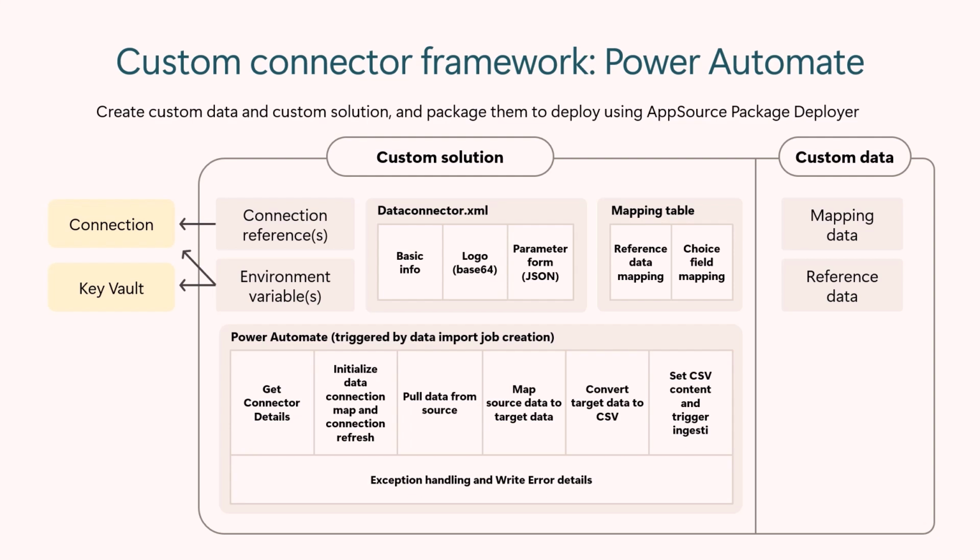Get the connector details, initialize your data connection map and connection refresh. Pull data from your data source, map the source data to the MSM data model, convert the mapped data to CSV, store the CSV in the connection refresh record, and finally trigger the ingestion plugin. It is recommended that you also include exception handling in the event of any errors that may occur. In addition to solution-aware components, you can also include reference data and data mapping records to be imported with the custom connector package.